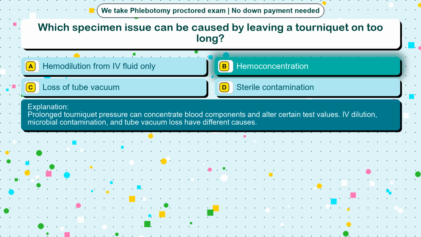Hemoconcentration. Prolonged tourniquet pressure can concentrate blood components and alter certain test values. Fluid dilution, microbial contamination, and tube vacuum loss have different causes.